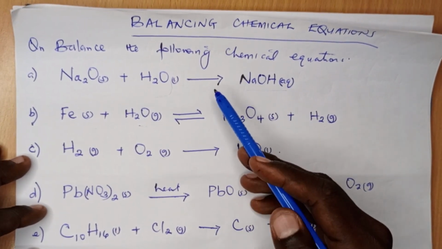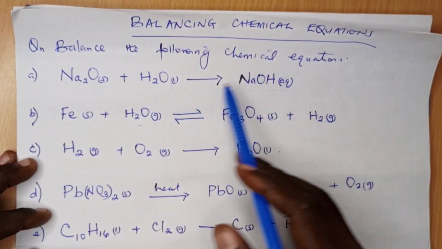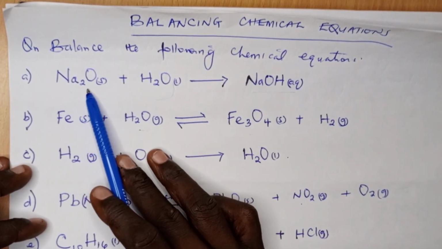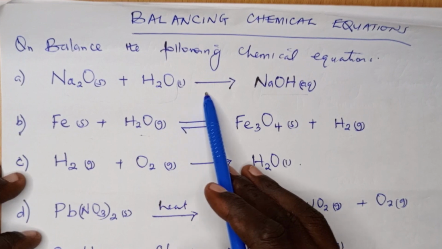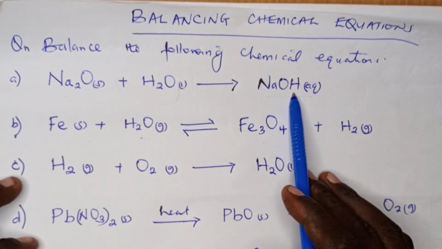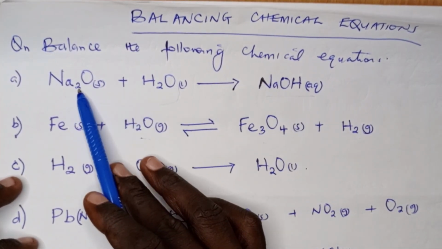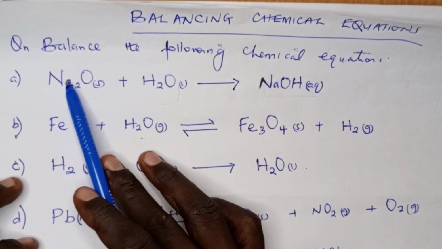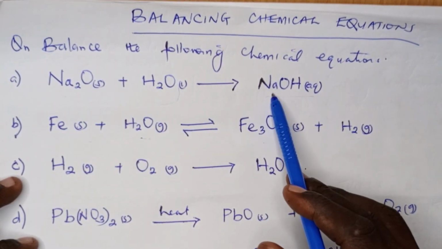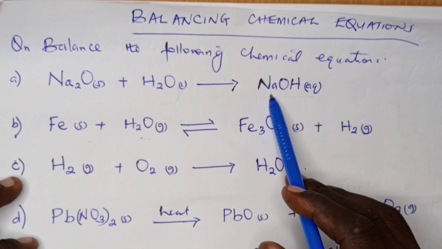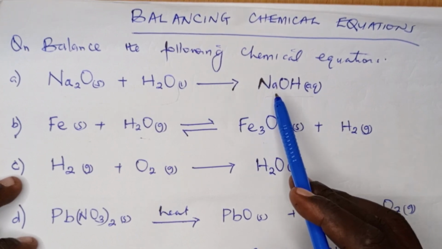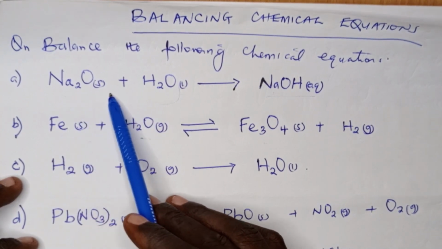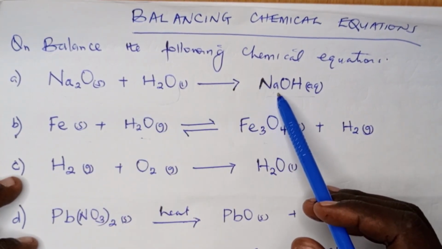The first question is saying we should balance the chemical equation, that is the reaction between sodium monoxide and water, which is giving us sodium hydroxide. Now at the reactant side we have 2 atoms of sodium, while at the product side you're only having 1. That means this equation is not balanced. So what are you supposed to do? We are supposed to make sure that the number of atoms of sodium at the reactant side is balancing with the one at the product side.